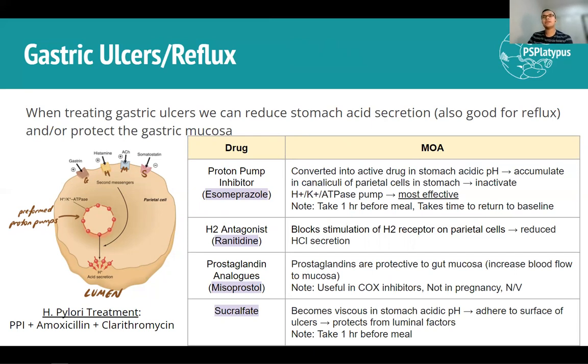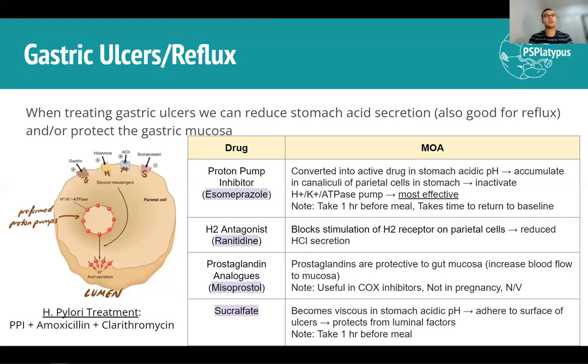PPI. And the way that these drugs work is that they are converted into their active form when they enter the stomach's acidic pH. Then they accumulate in a region of the parietal cells called the canaliculi, and they inactivate the hydrogen potassium ATPase pumps or the proton pumps. And so they directly stop the pumping of hydrogen ions into the stomach lumen, and they do that irreversibly. So they're the most effective.